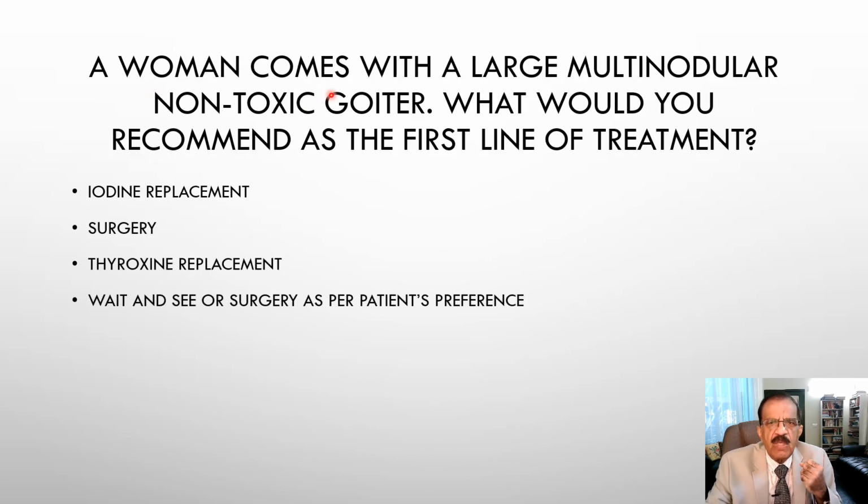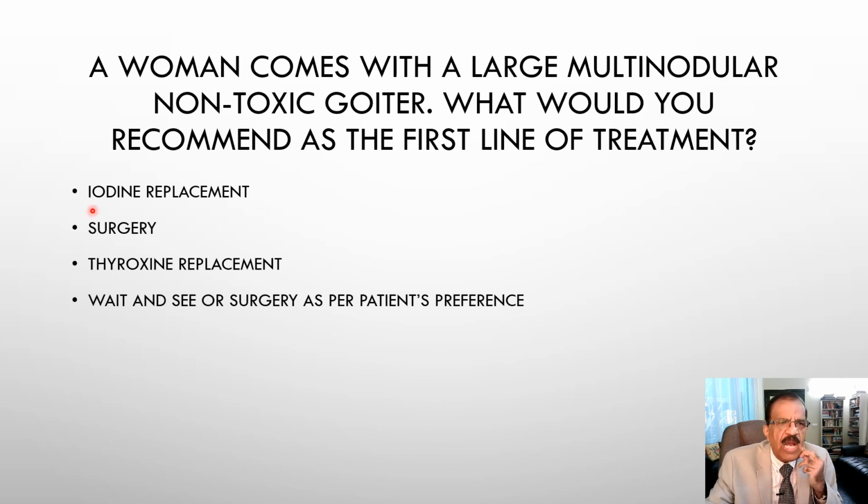A woman comes with a large multinodular non-toxic goiter. What would you recommend as the first line of treatment? You must have seen some women in our country with big thyroid glands with asymmetrical nodular goiter but without any symptoms. Which one do you think is the ideal treatment? It is generally assumed to be due to chronic iodine deficiency.